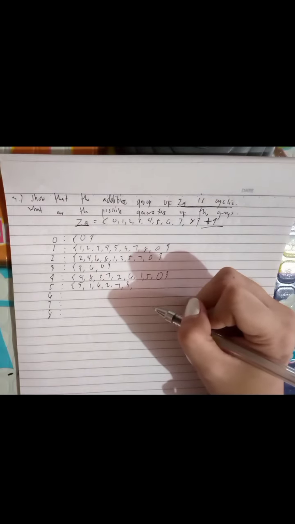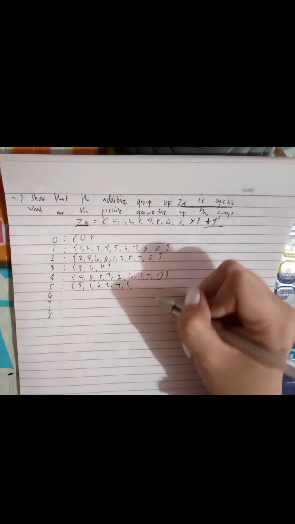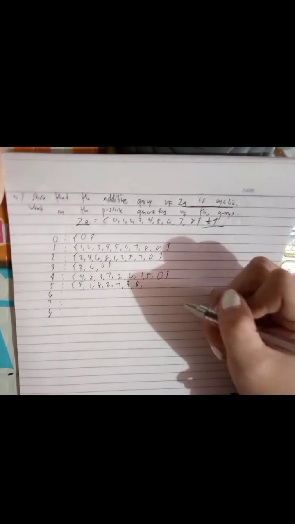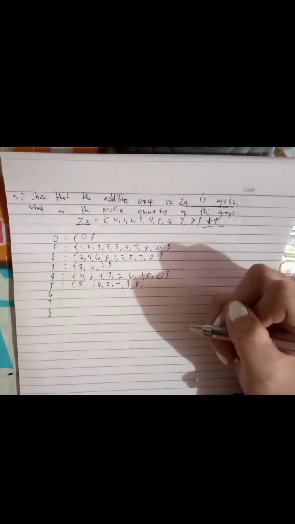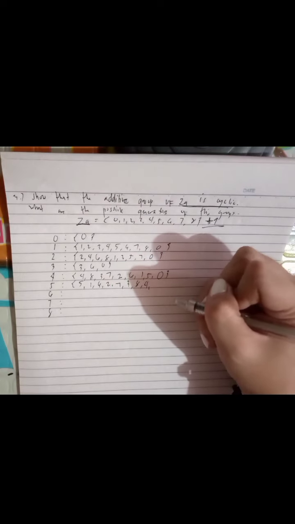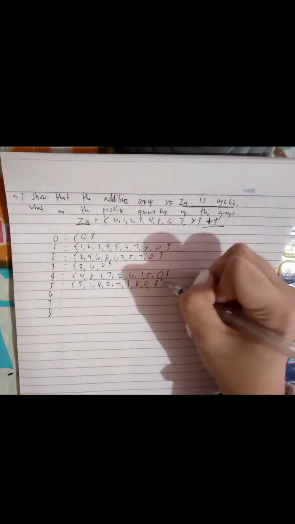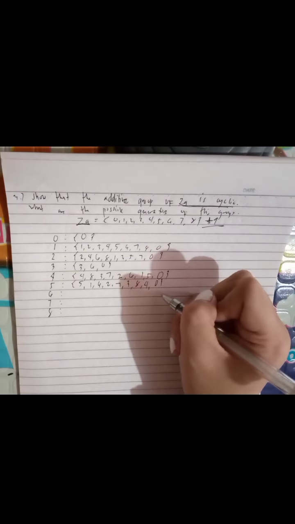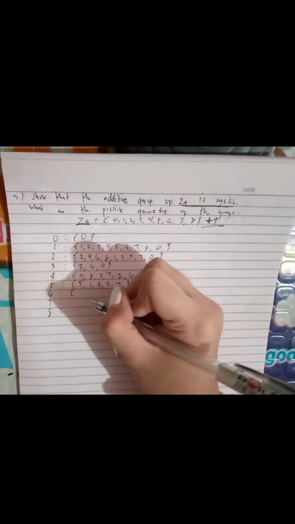5 raised to 7 is 35. Modulo 9, so 8. 5 raised to 8 is 40. Modulo 9, so we have 4. 5 raised to 9 is 45. Modulo 9 is 0. So, stop na dahil nahanap na natin yung identity. So, sa element naman tayo ng 6.